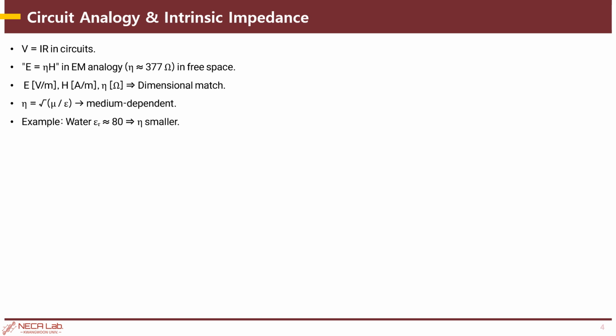So, for example, if you have a medium like water which has a relative permittivity epsilon r of around 80, then epsilon is large, which makes eta smaller compared to free space. That's why electromagnetic waves behave differently in different materials.